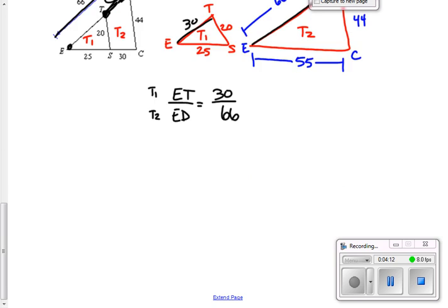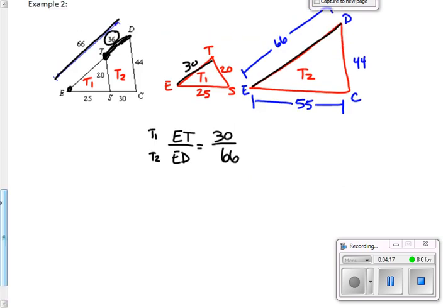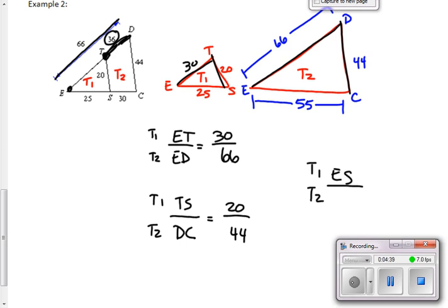I'm going to list off the other side lengths, and I'm going to stay consistent. Triangle 1, triangle 2. So here's another measurement. TS, which is 20, will correspond with DC, which is 44. And we only have one side length left, that being ES, which is 25. And that would correspond with 55 for EC.